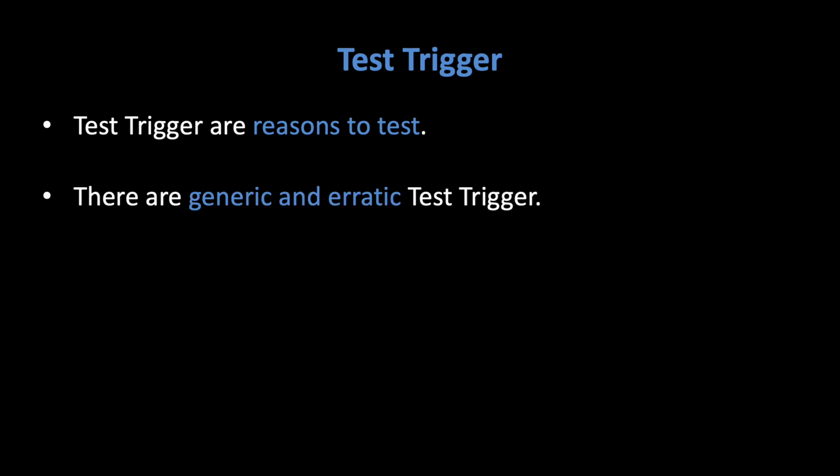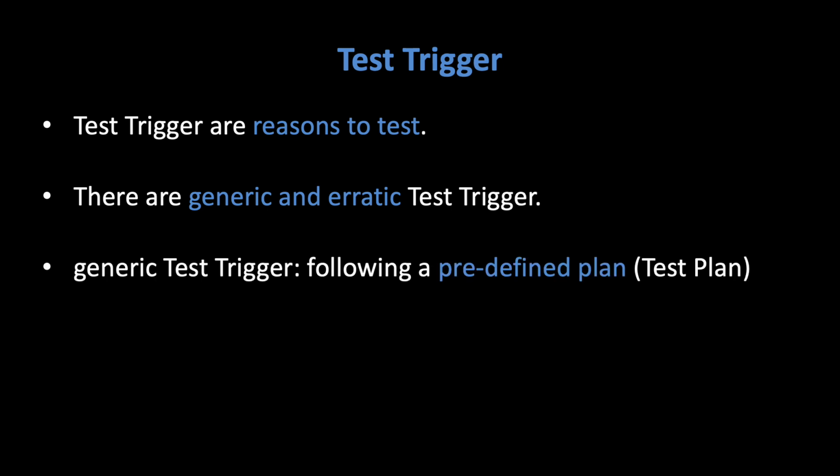First, let's talk more about test trigger. So as said, test triggers are basically all reasons to test. And there are two types of test trigger: generic and erratic test triggers.